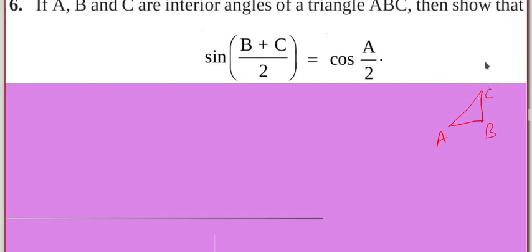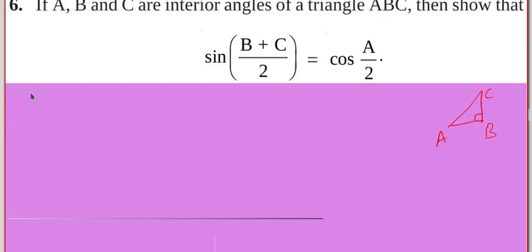Okay, it is not given which angle is a right angle, so we cannot assume that B or C is the right angle. Any angle can be a right angle. So let me take a triangle where A, B, C are the interior angles. According to this, what will happen?